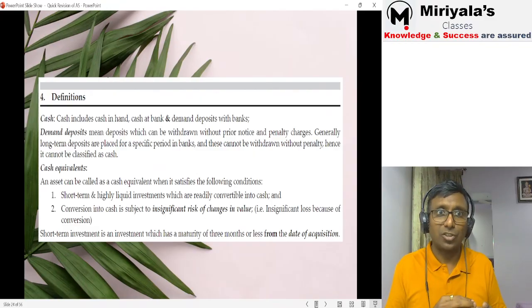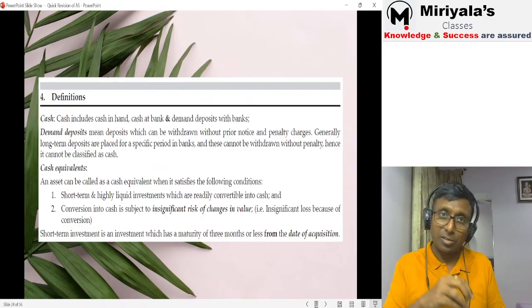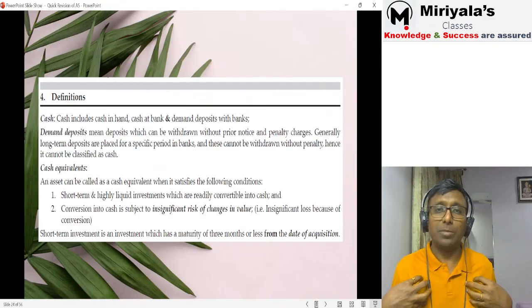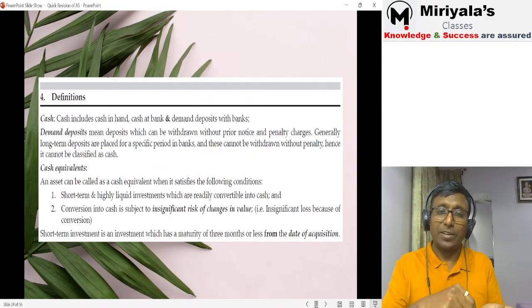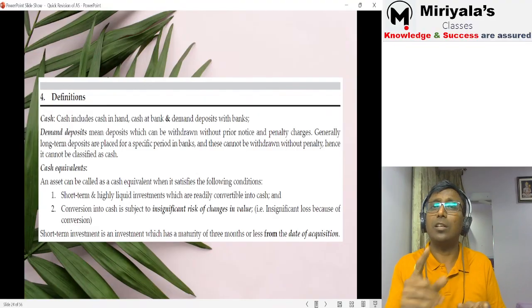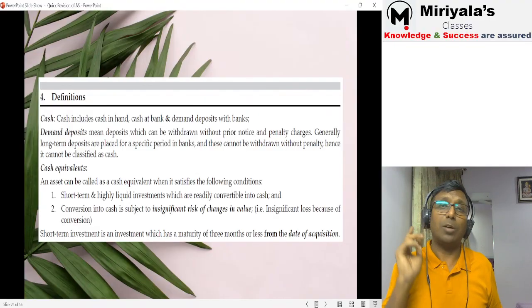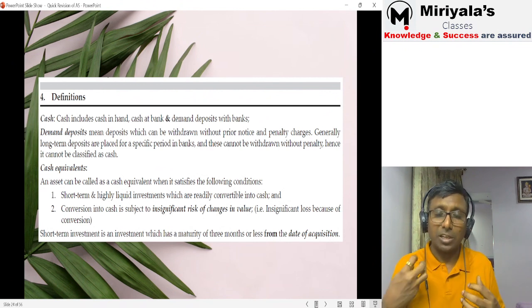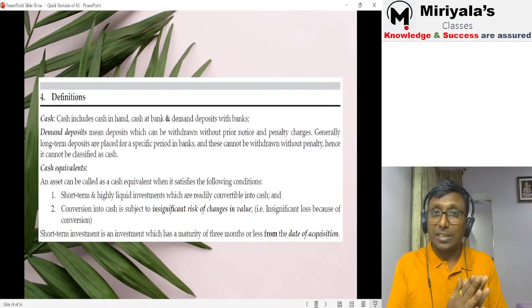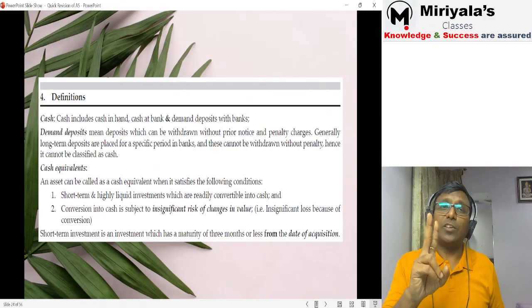What is cash? Cash means cash in hand, cash in bank, and all demand deposits with the bank. Demand deposit with the bank means whenever I have money, if I go to the bank and sign, please give me my money, the banker is supposed to give it to you. The banker cannot say no, I will not give you now, you should come later. No, demand deposits, I should get the money on demand. Next important thing is cash equivalent. Whenever you want to say it's a cash equivalent, it should satisfy two conditions.